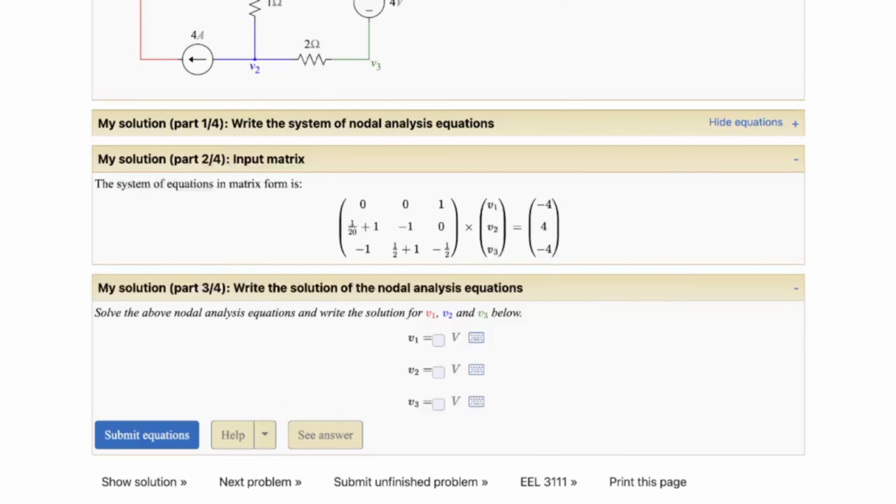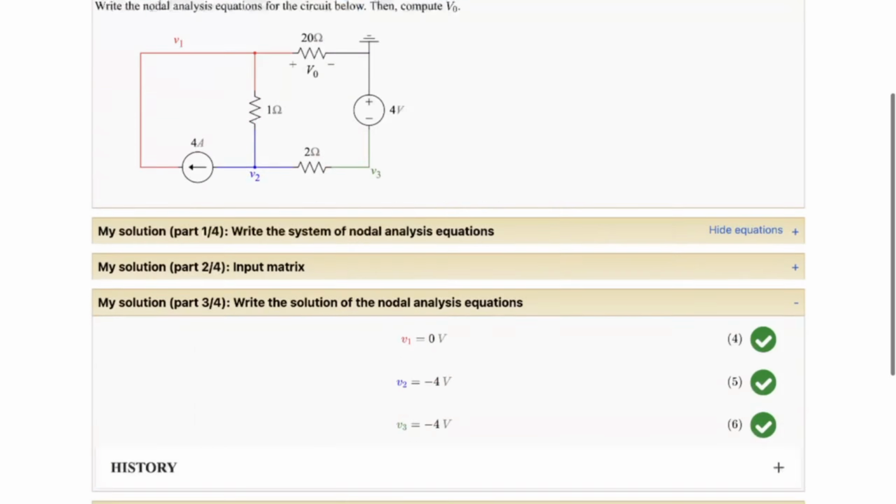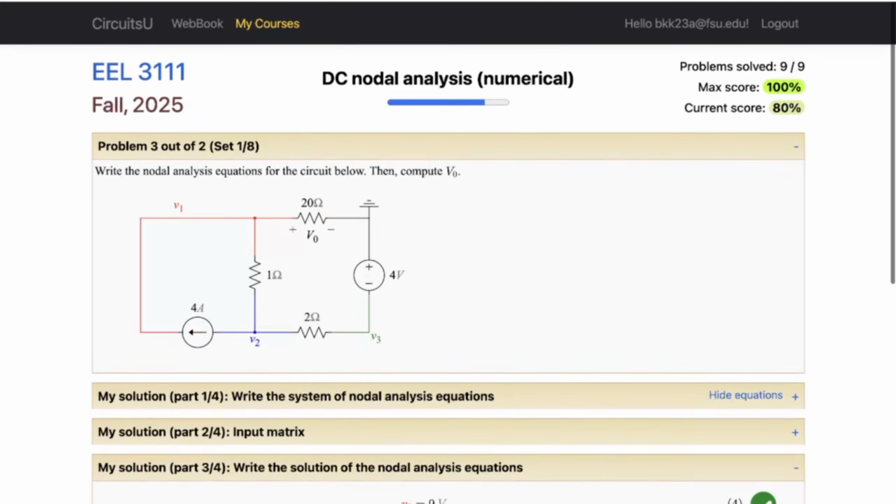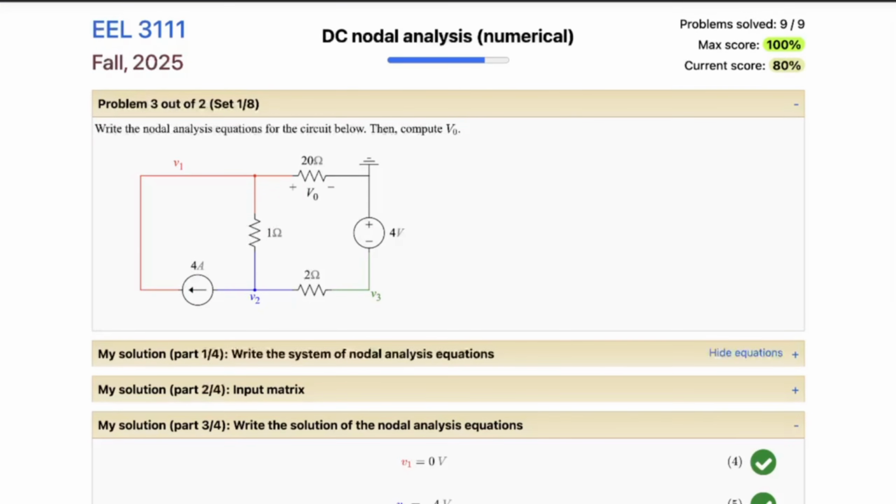Alright, so after getting all that in the calculator, I found that V1 equals 0, V2 equals negative 4, and V3 equals negative 4. Submit those. So now we're asked to compute V0, and we see that V0 is the voltage across the 20 ohm resistor, positive end being on the potential V1, negative end being on the reference node.